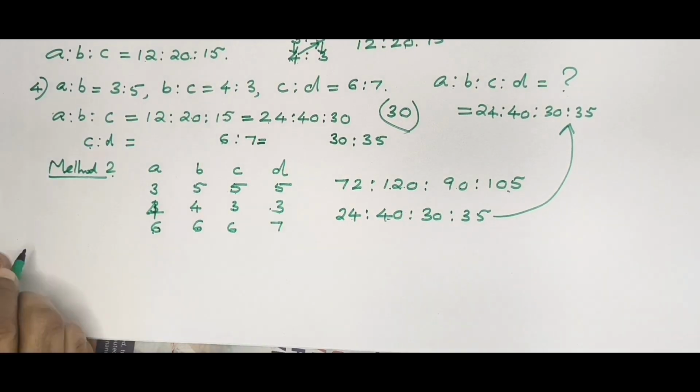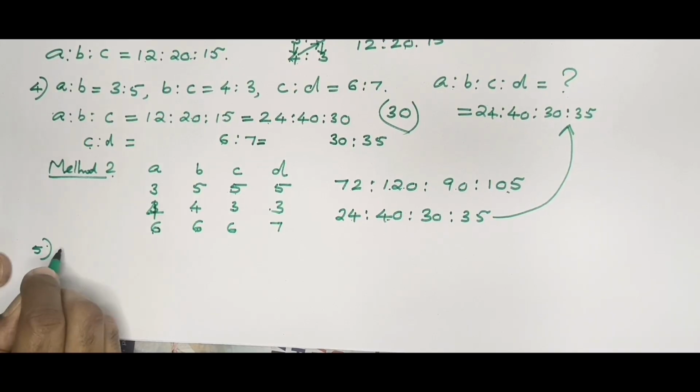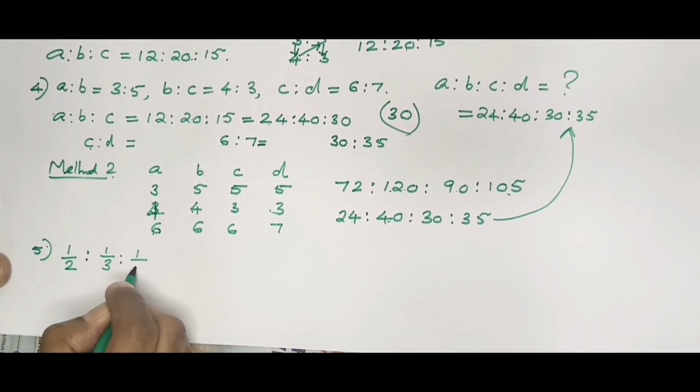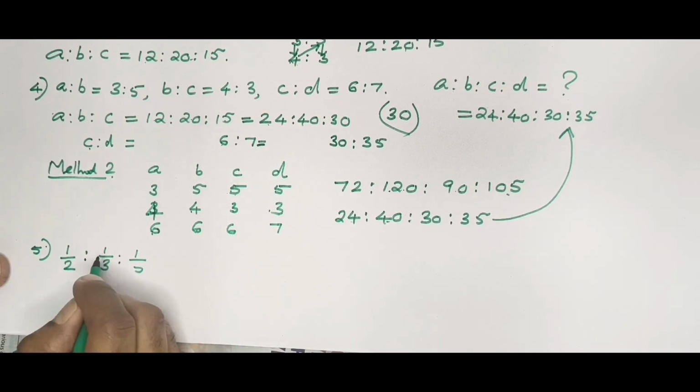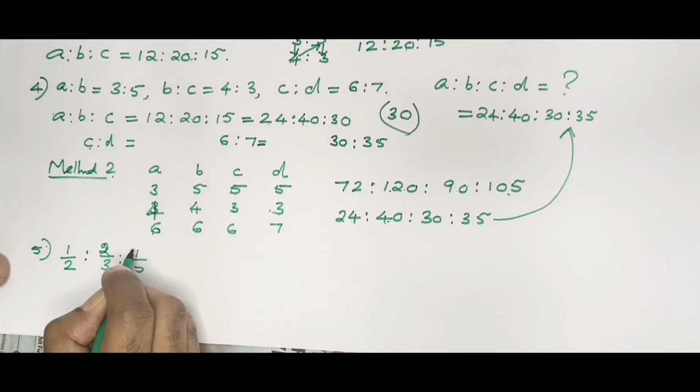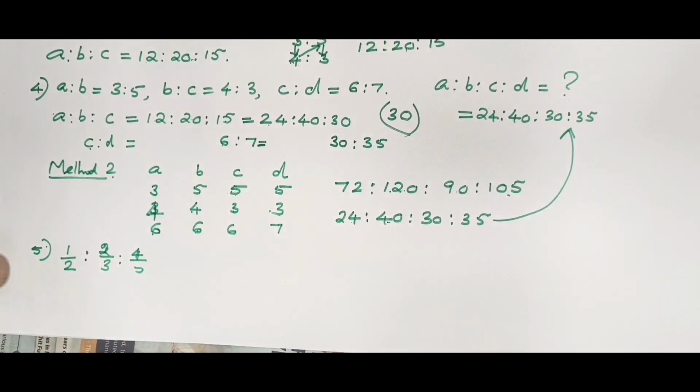For example, supposing you are given a ratio like, let me write it as the 5th problem. 1 over 2 is to 1 over 3 is to, not necessarily 1, you can have any number. Let me write something else. Say 2 and let me write 4. Any number is okay, any fraction. So there are 3 terms in this ratio and each one is a fraction. 1 over 2, 2 over 3, 4 over 5.